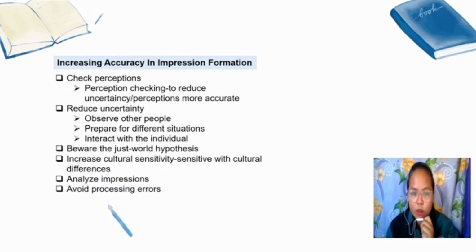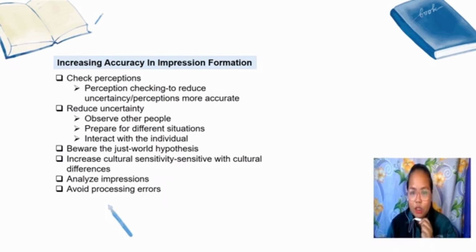Okay, now I will explain increasing accuracy in impression formation. The first is to avoid processing errors. Second is check perception. Check perception is perception checking to reduce inaccuracy in perception and to make sure the perception is more accurate. Number three is reduce uncertainty.